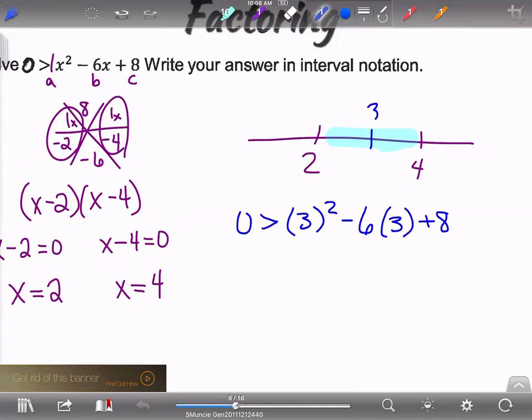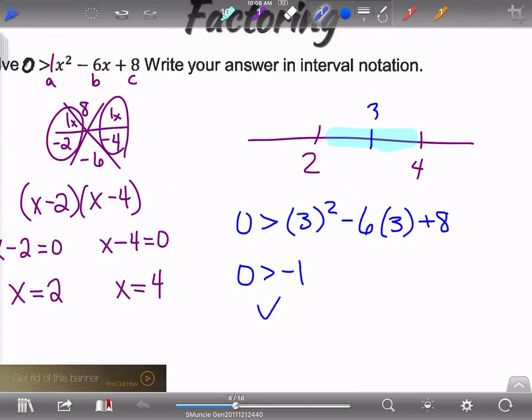What'd you get? Anybody type this in their calculator and not get -1? Anybody not have a calculator and need one? Is 0 greater than -1?